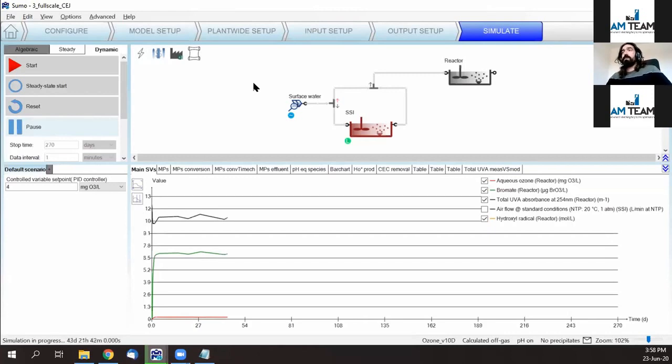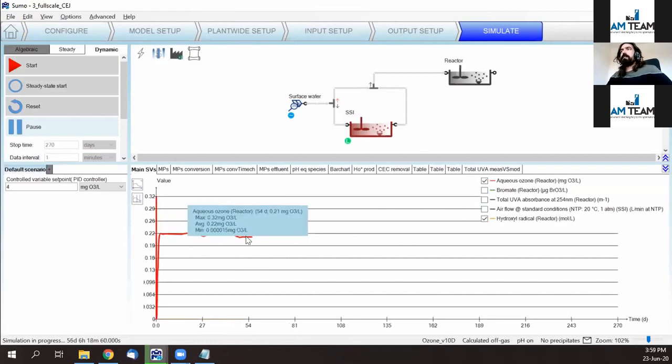So in this case, we are running a simulation of 270 days with a very limited data set, only UVA. We observe the UVA absorbance, the bromate formed online, so it's all predicted data, and the resulting residual ozone in the reactor here.